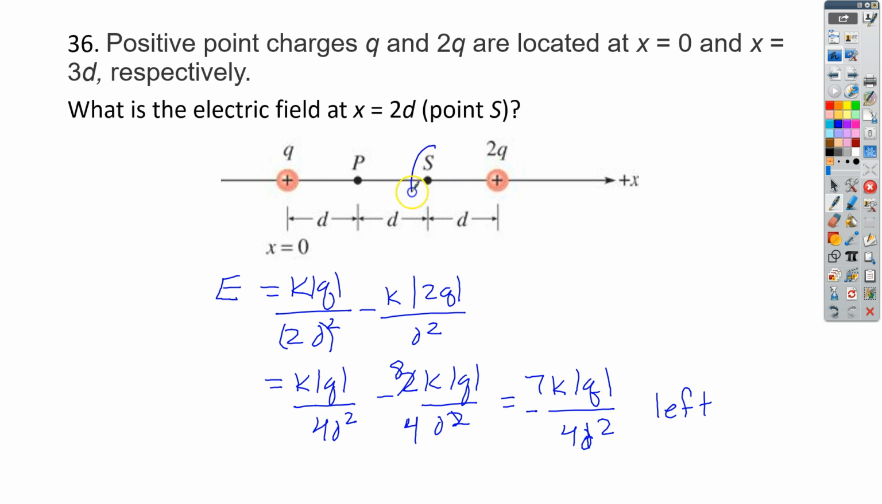But for this one, for letter S, the field is really going to the left. We're very close to a larger charge. And that's why you see what you do.